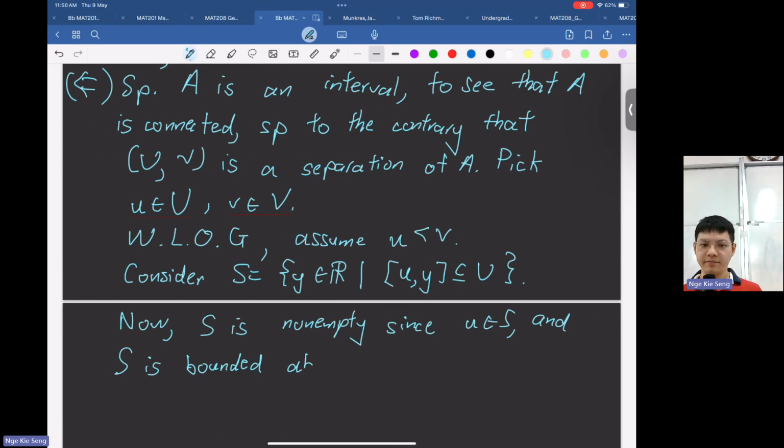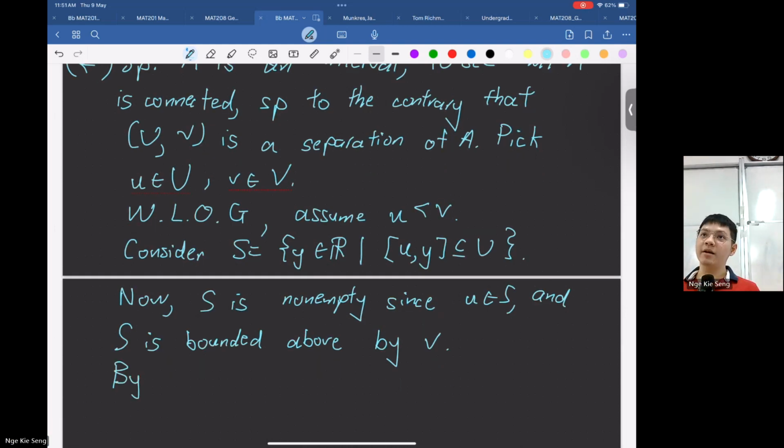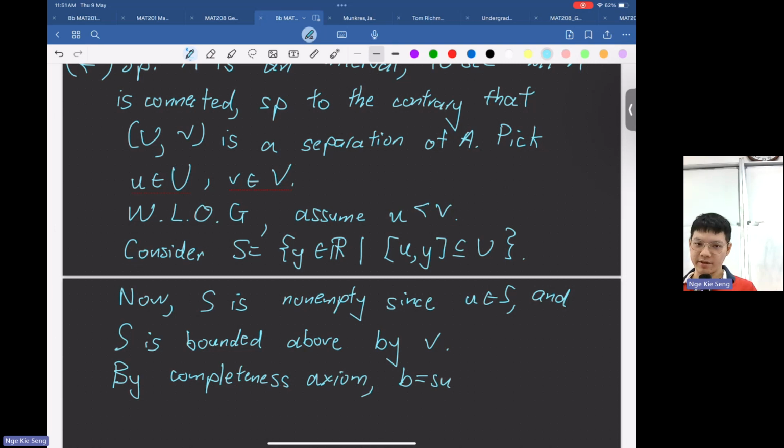Bounded above by what? By v, right? This set is bounded above by v. So it is a non-empty, bounded above set, meaning what? By the completeness axiom, sup X exists. Let's call it b.